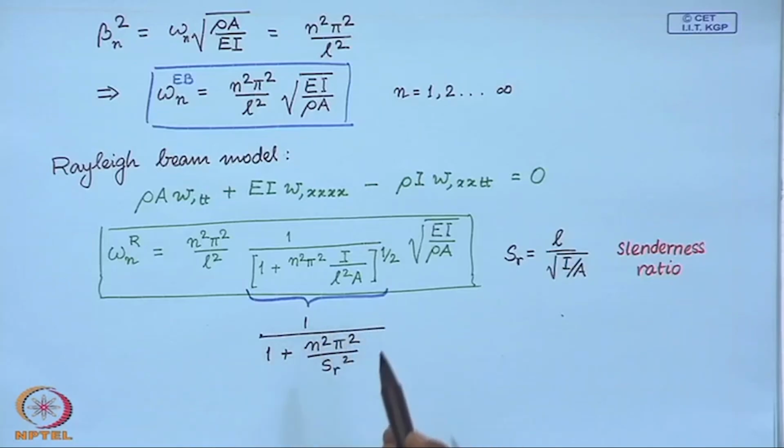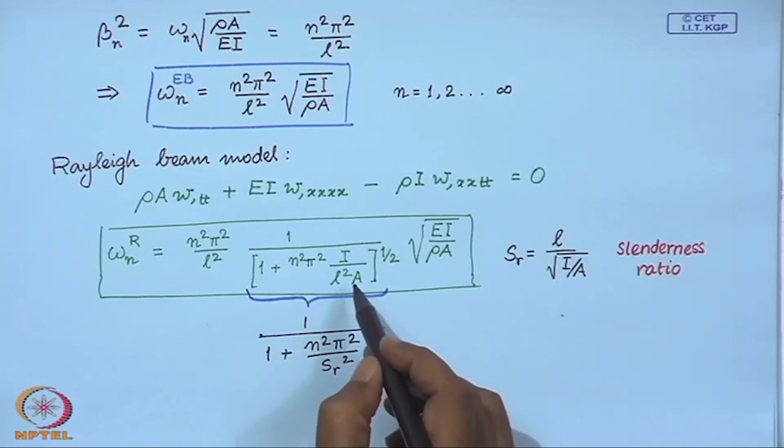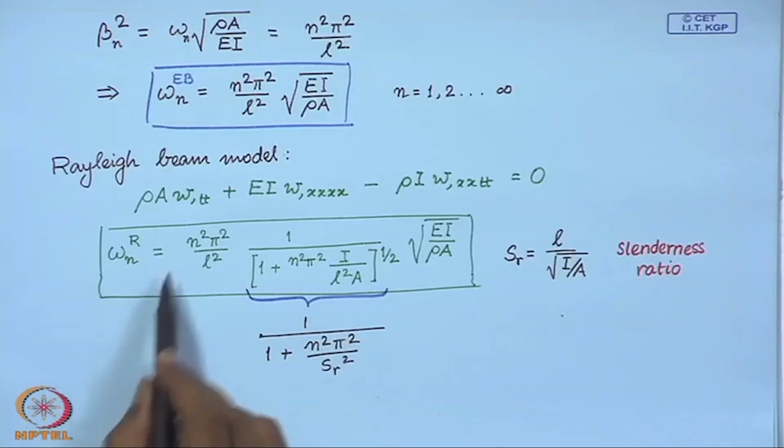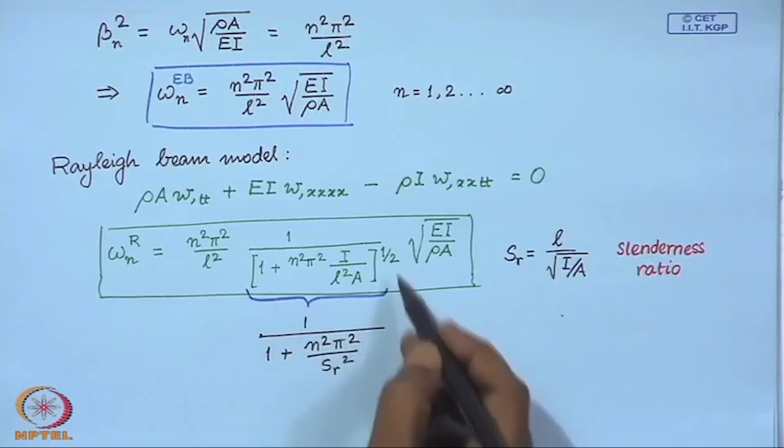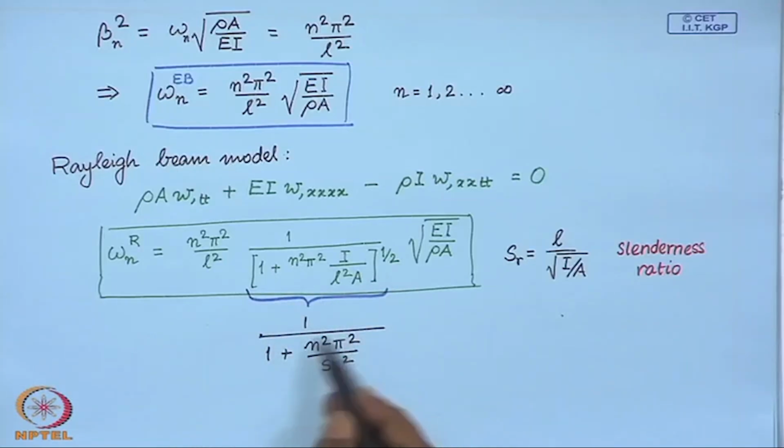So, which means for very slender beams, the circular natural frequencies of the Rayleigh beam model should match with the Euler-Bernoulli beam, but then this term brings in the difference for higher modes. So, for higher modes the frequencies are going to differ. So, as we go to higher and higher modes, the circular natural frequencies are going to be different.